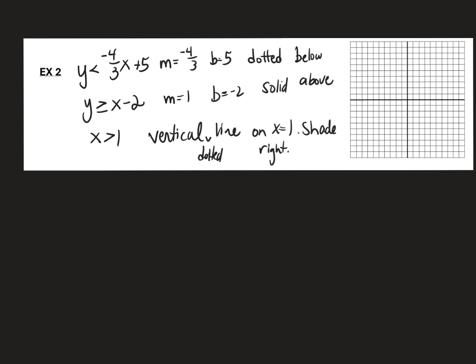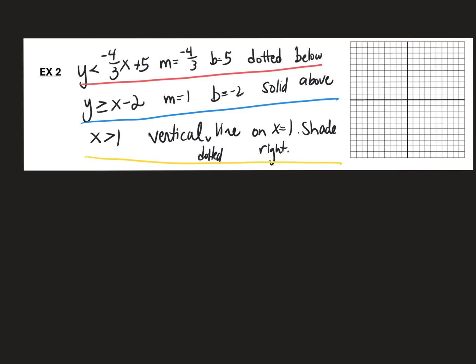Okay, let's start. I'm going to graph this one in red. I'm going to graph this one in blue. And I'll graph this one in yellow. And then I'll shade with those corresponding colors. And the solution will be where those colors intersect. So I'll start with the red.